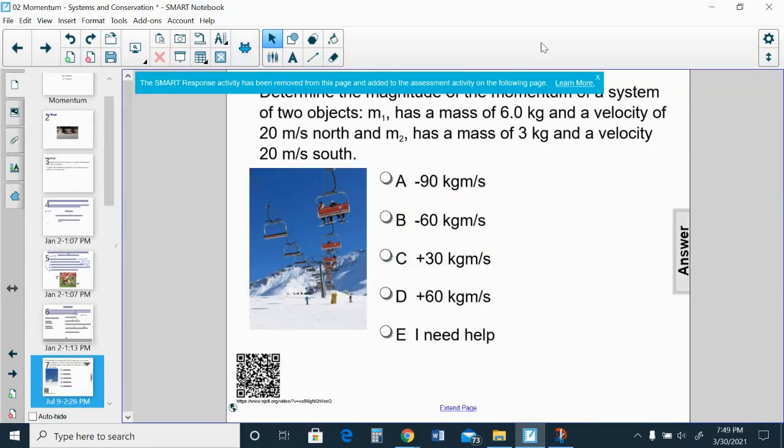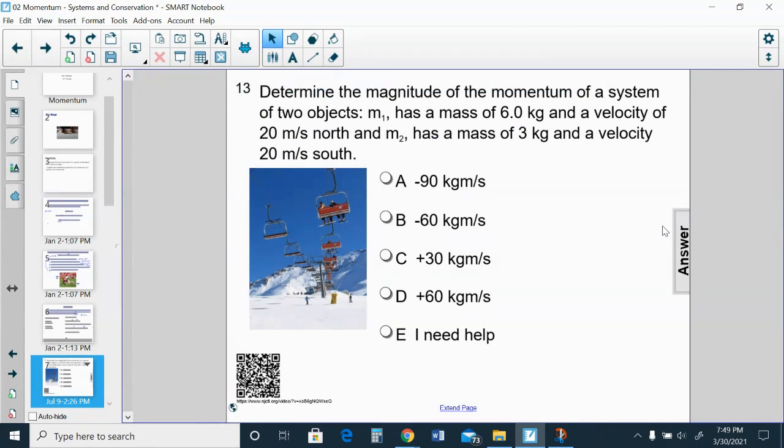Okay, let's try a couple practice problems. So determine the magnitude of the momentum of a system of 2 objects. M1 has a mass of 6 kilograms and a velocity of 20 meters per second north, and M2 has a mass of 3 kilograms and a velocity of 20 meters per second south.